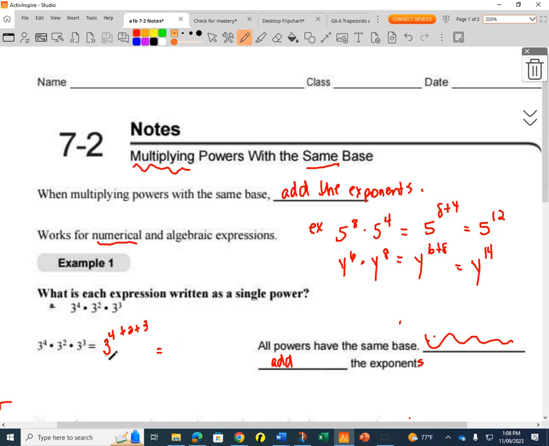All right, so since these all have the same base, they all have a base of 3, right? We're going to add the exponents together. 4 plus 2 is 6. 6 plus 3 is 9. We keep the base to the 9th power.